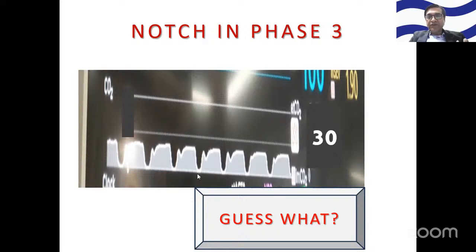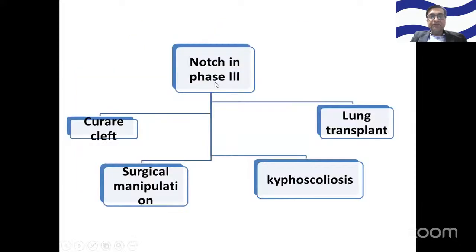So this is a notch in phase 3, right? Now, a notch in phase 3 can happen in different scenarios. It has probably four diagnoses: curare cleft, surgical manipulation, lung transplant, or kyphoscoliosis. So these four can produce a notch in phase 3, and all of them you can diagnose from the notch.